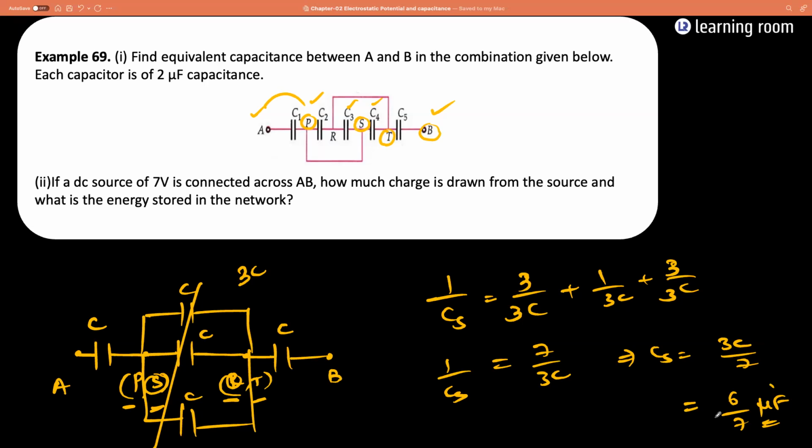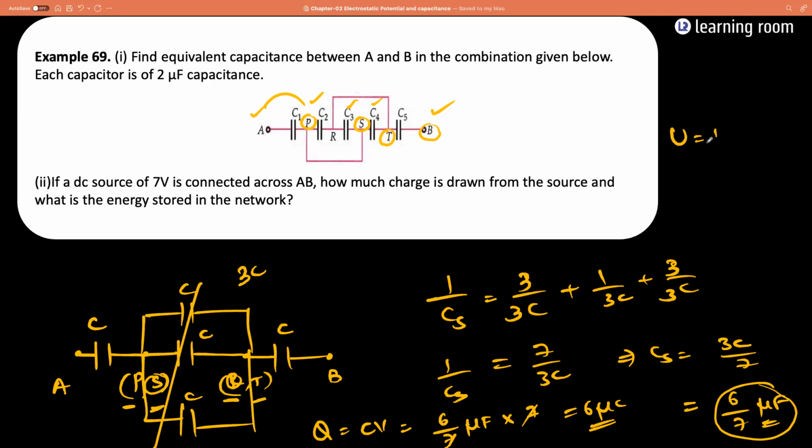So since you found the equivalent capacitance, guys, how do you find the charge supplied by the battery? Q is equal to CV. C is 657 microfarad into the potential difference connected, 7. 7 and 7 will get cancelled. Answer will be 6 microcoulomb. Am I clear? Now, what is the energy stored in the network?